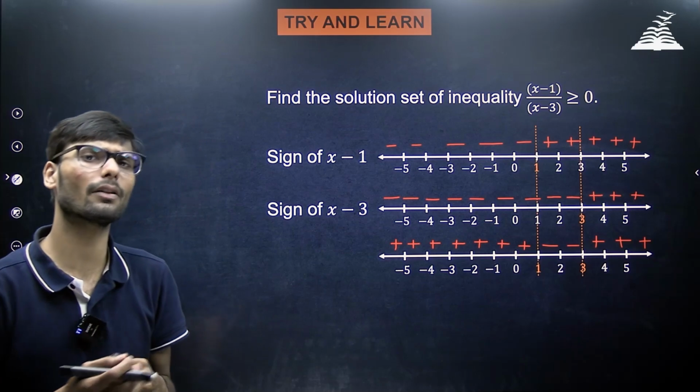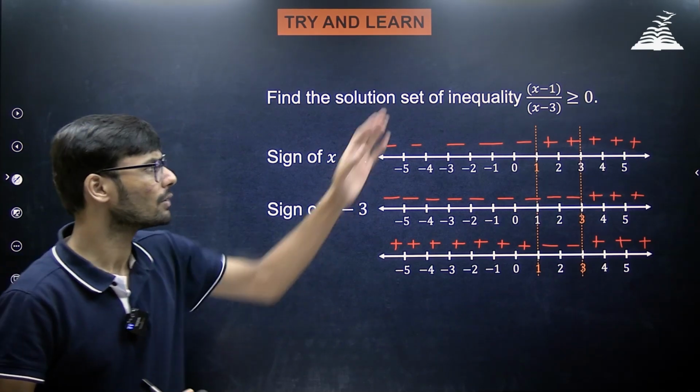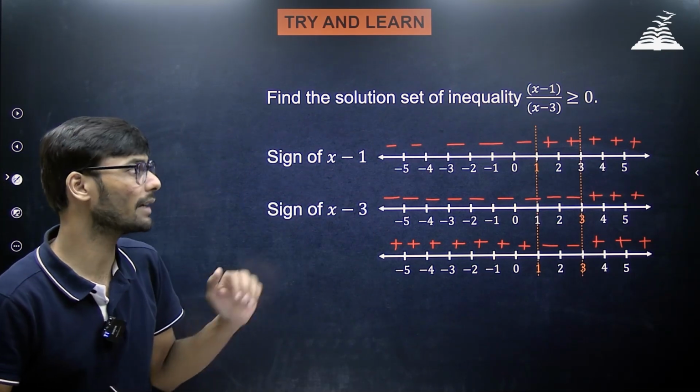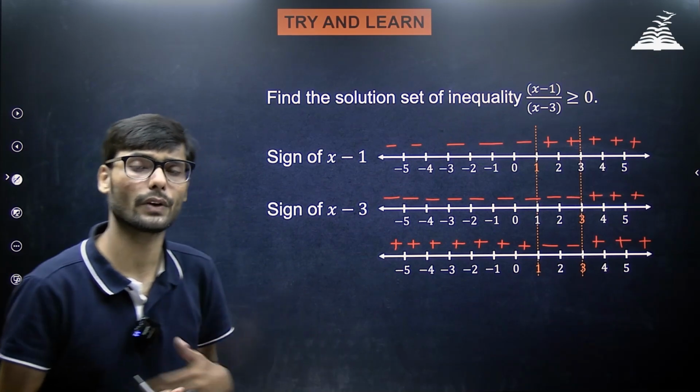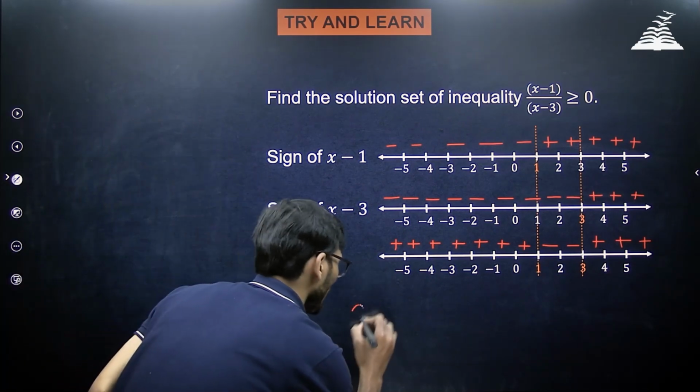If the numerator of a rational number is 0, that rational number will be 0. So we are fine with that. But the denominator cannot be 0, right? So x cannot be equal to 3. x can be equal to 1, but it cannot be equal to 3. So how should we write our answer?